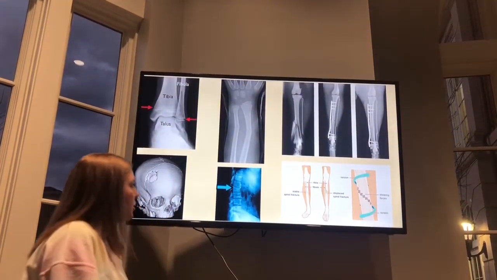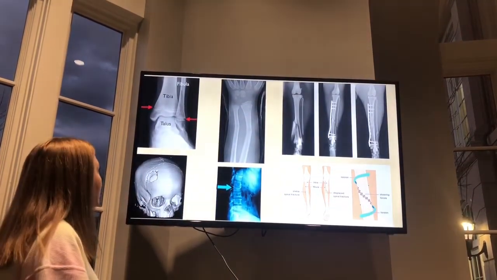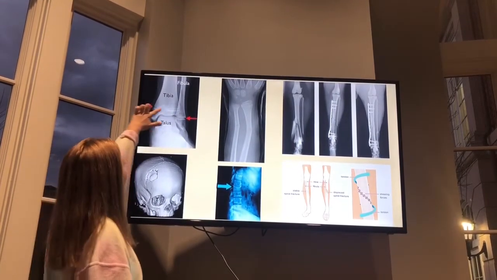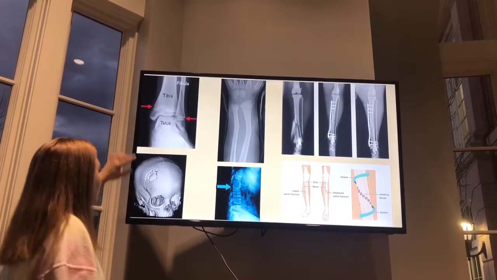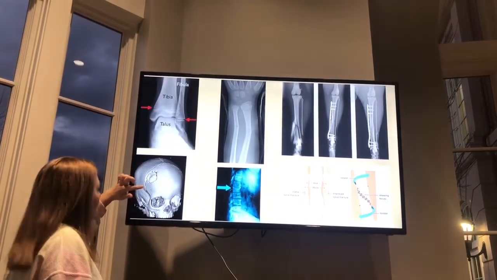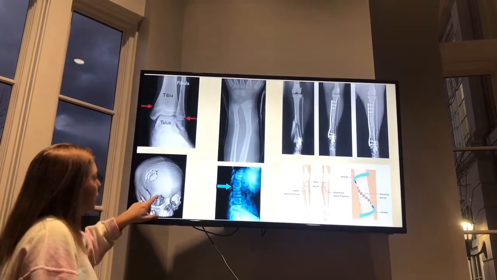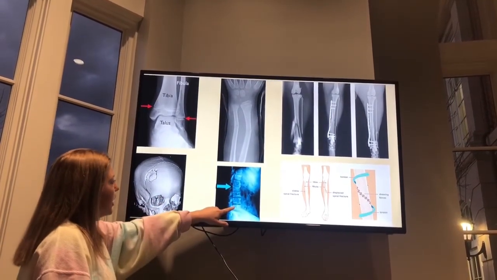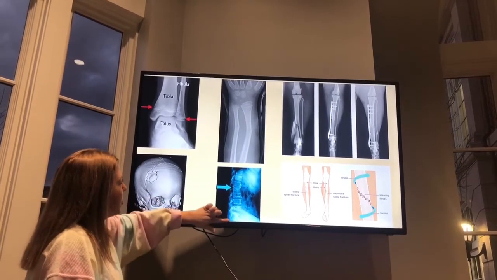So here are some more pictures to show examples of those fractures. This is an epiphyseal fracture. It happened at the growth plate. You can see it right here. Right here you have a compressed fracture. This happened in the skull. Blunt force trauma usually causes a fracture like this. This is a compression fracture. It happened in the vertebrae.